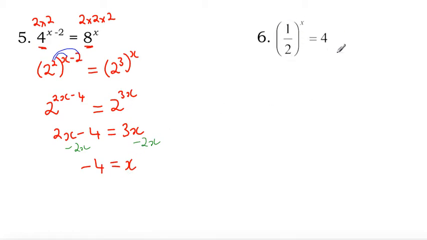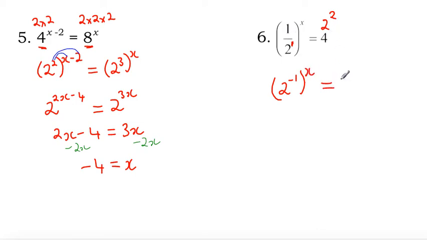All right, let's look at number 6. We have a half and we have a 4. So again, we need to write them as powers of something. This is 2 to the power of 1. We know 4 is 2 squared. So here is our key. We want base 2. So I changed, using my negative power rule, this to 2 to the power of -1. That's the same as a half. That's still to the power of x.